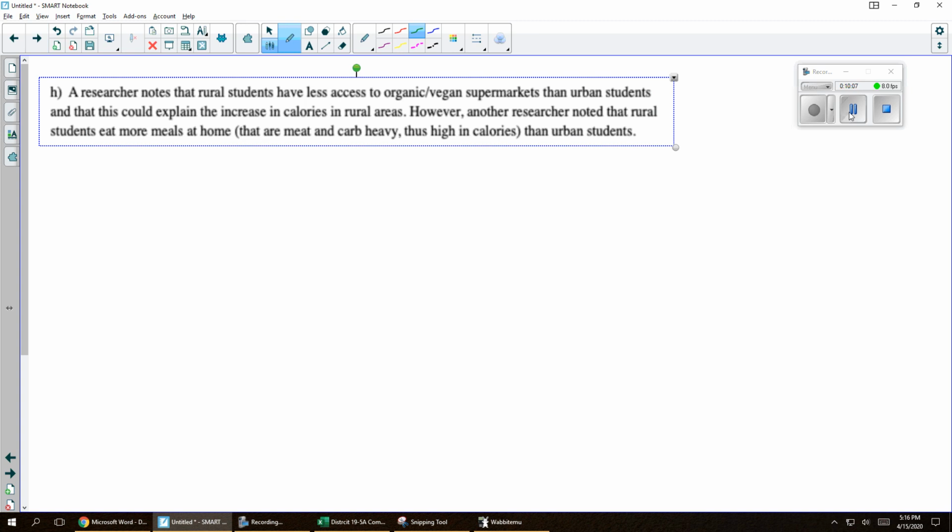Letter H. So now we have a question about how these organic supermarkets influence things, especially combined with eating more at home. The reason these two variables are confounded together is because we can't tell if the difference is because of their access to the supermarket and the lower calorie or healthier food there, or because of the increase in stay-at-home meals where they're perhaps more carb heavy.